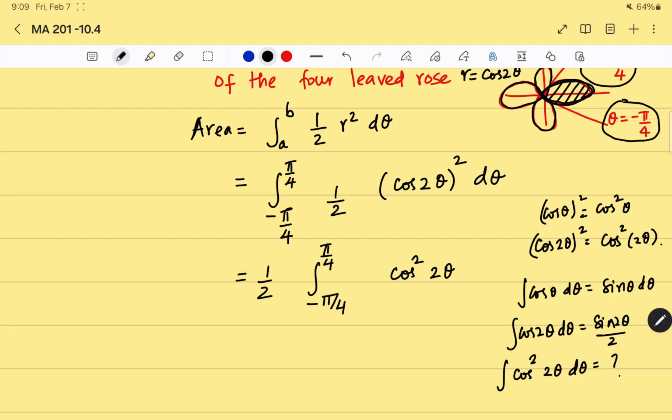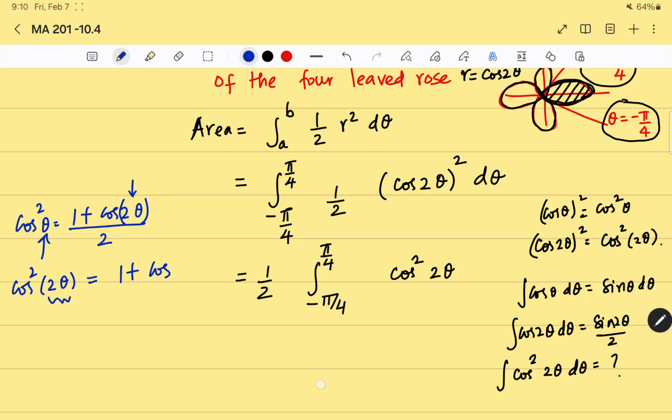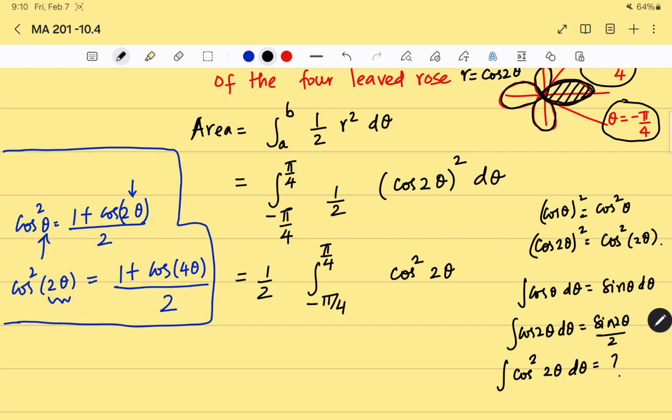I already told you in the last video that we cannot integrate cos square 2 theta directly. So you have to apply the trigonometric formulas. Cos square theta is 1 plus cosine 2 theta divided by 2. So if there is 1 theta, then automatically this becomes double. For cos square 2 theta, the angle is multiplied by 2, so it is 1 plus cosine 4 theta divided by 2. Clear?